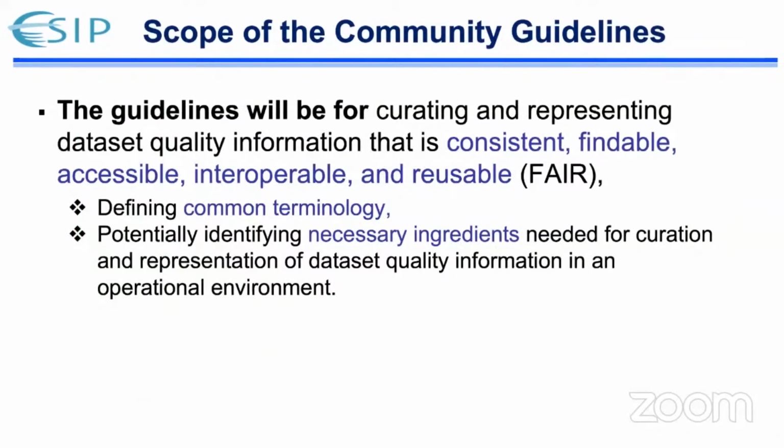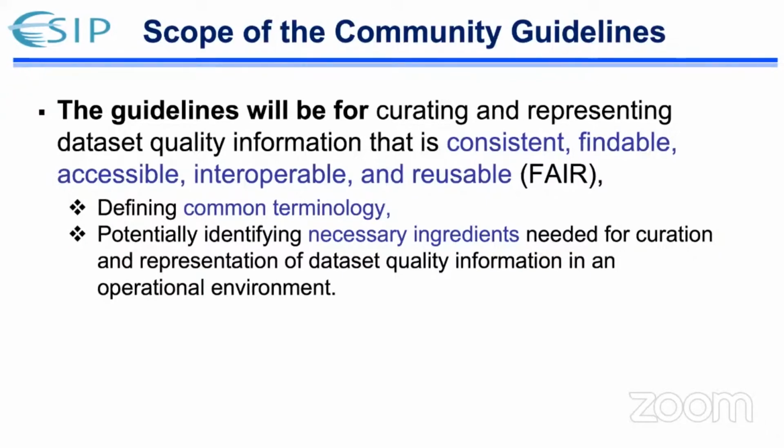So again, there's a lot that can be done in terms of data set quality information, and we do want to narrow the scope of the community guidelines, given how much we can actually accomplish in the time frame. The guideline will be for curating and representing data set quality information that is consistent, findable, accessible, interoperable, and reusable. And we'll try to define the common terminology and potentially identify necessary ingredients.